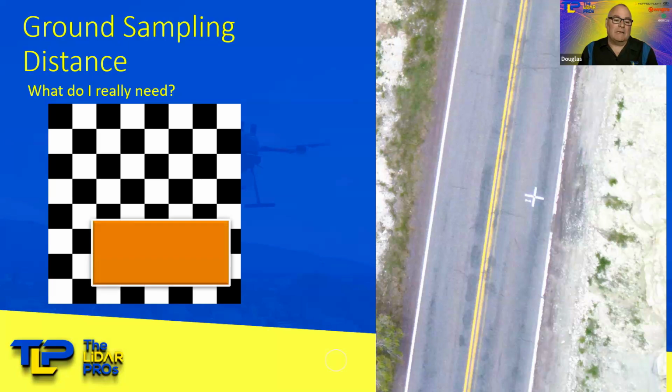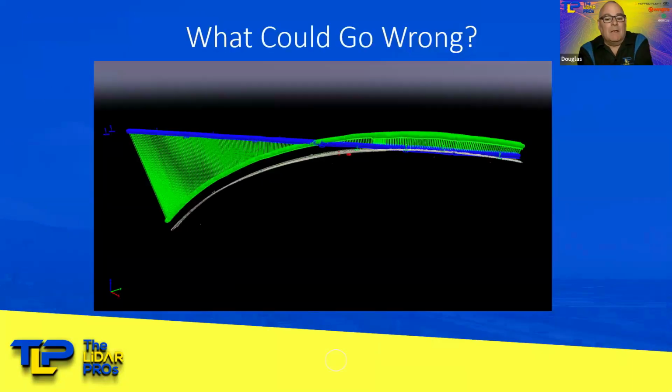What do we really need to have for our ground sampling distance? What are some of the other challenges that can occur in mapping? Well, what you see before you here is a map of a corridor. This street is not bent, and no, it doesn't have an unusual curvature against the earth. This is a map, or a model, that was created without tying anything to the ground. In other words, the drone was just flown.